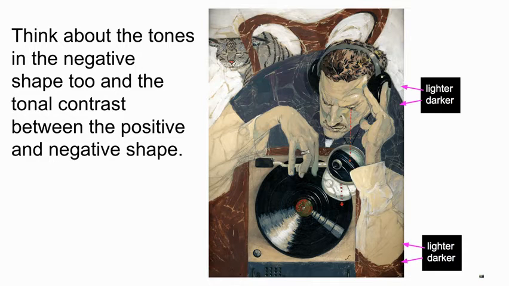So this man's shirt, the blue shirt, is a darker value than the white space up at the top portion of the painting. But then at the bottom portion of the painting, we see that the man's shirt sleeve is actually a lighter value than the tabletop that his elbow is resting on. Okay, so you should always be thinking about how positive, negative shape interact based on their value.